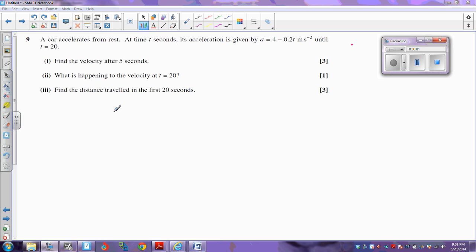Okay, here we have a car which is moving with a variable acceleration. So it's moving so that acceleration depends on time. So we can't use the constant acceleration formulae, we have to use calculus.